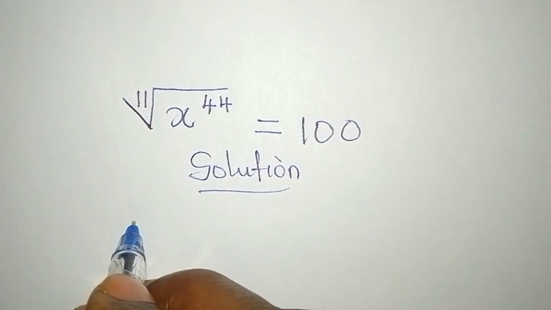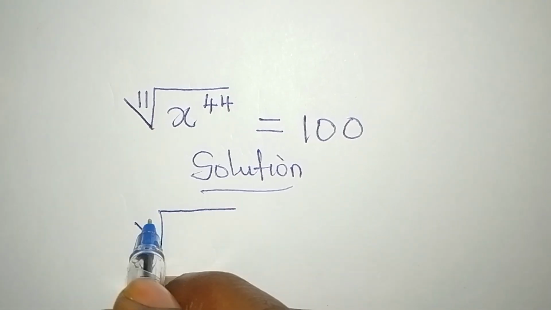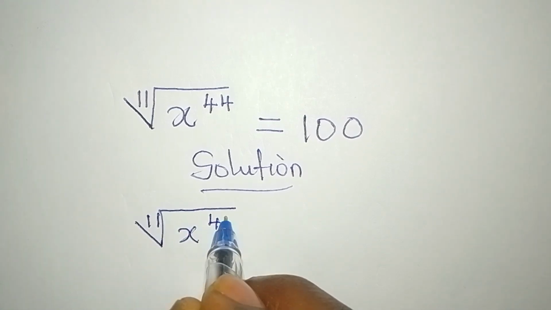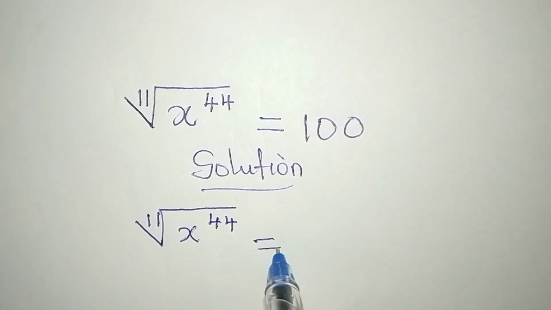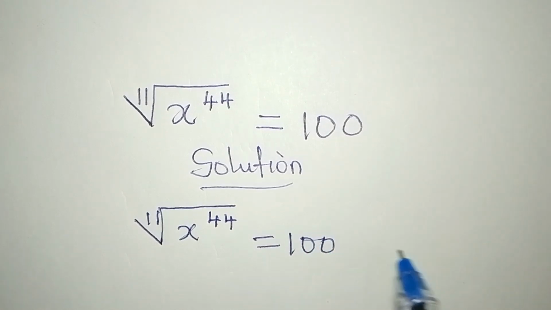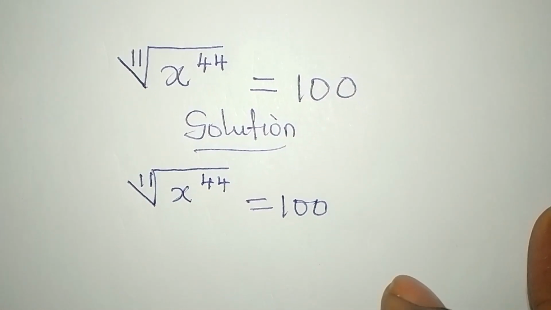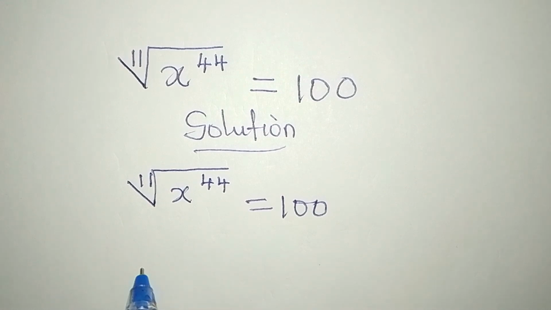We have the 11th root of x to the power of 44 to be equal to 100. We want to provide the solution to this problem. So what do we do?